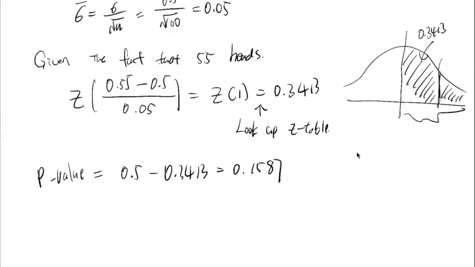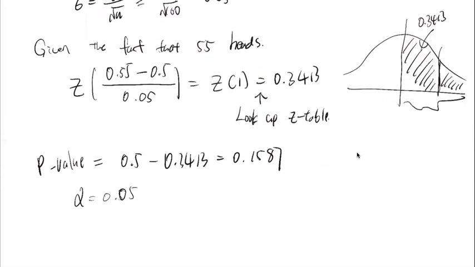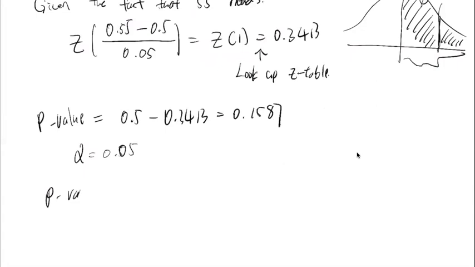But we are given that the significance level is 0.05, and 0.1587 is obviously greater than 0.05. So the p-value is greater than alpha, which tells us we cannot reject the null hypothesis. And that's the end for hypothesis testing 2, large samples.